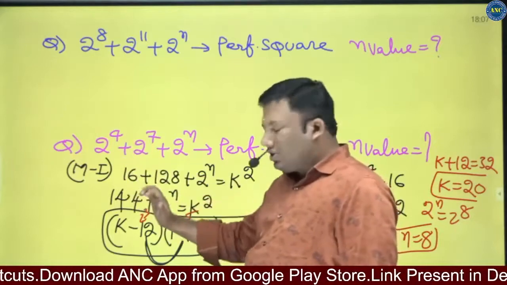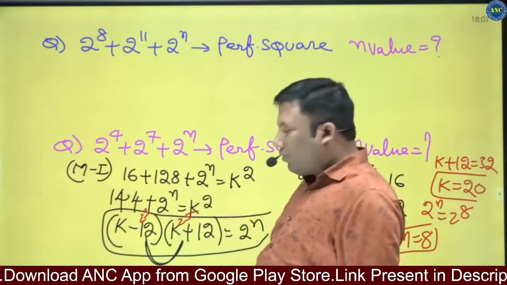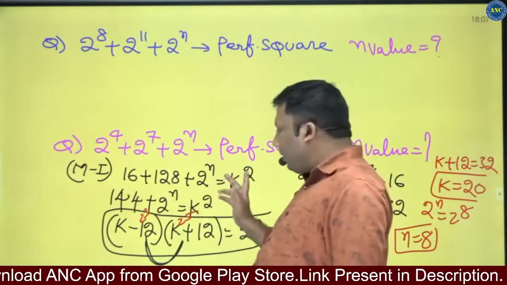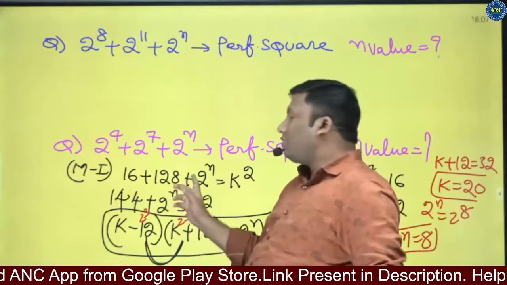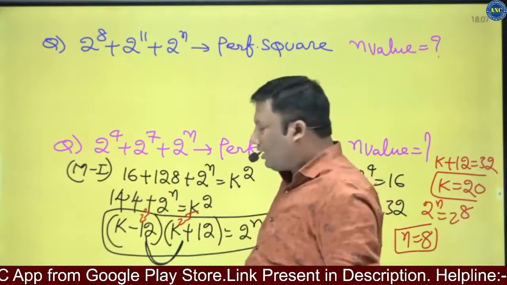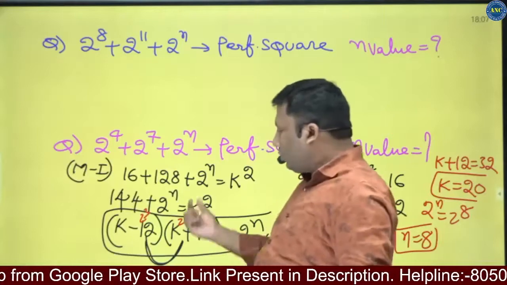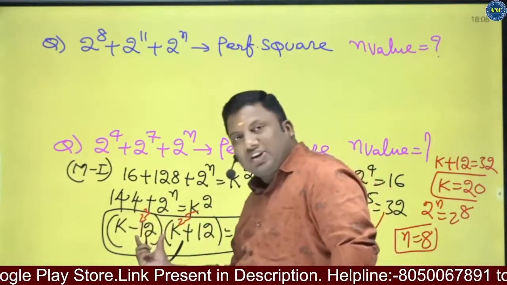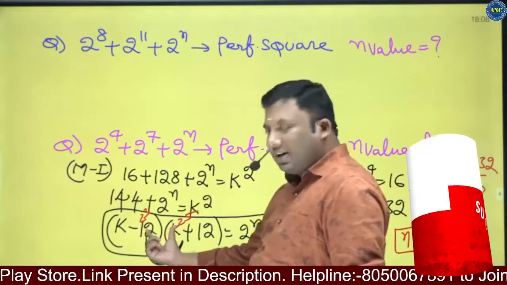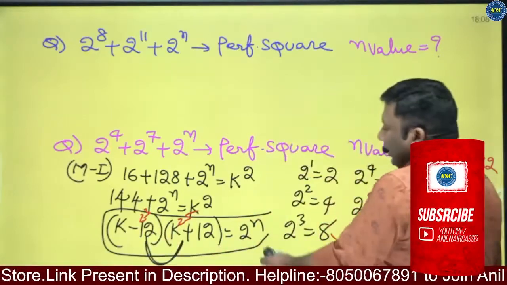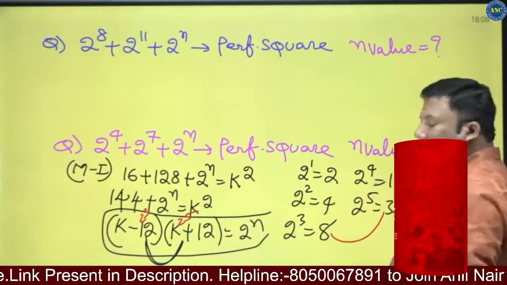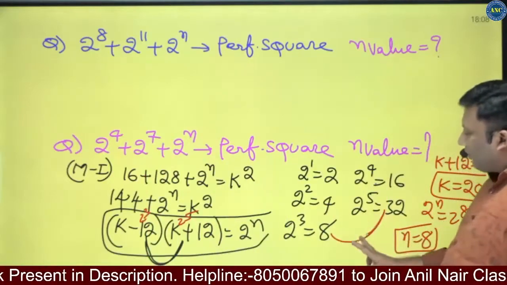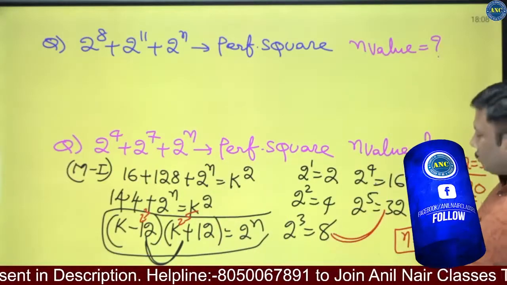2 power 4 is 16, 2 power 7 is 128, plus 2 power n is k square. 128 plus 16 is 144. 144 plus 2 power n is k square. K minus 12, k plus 12. The difference between the terms on the left hand side is 24. On the right hand side, powers of 2, check it out. Where is the difference 24? 32 minus 8 is 24.